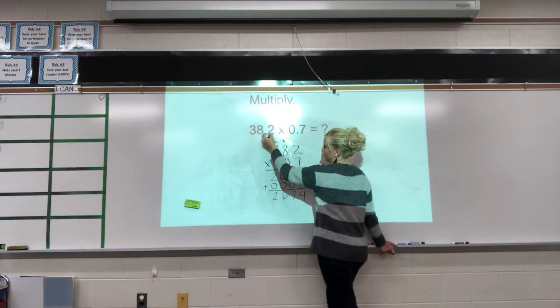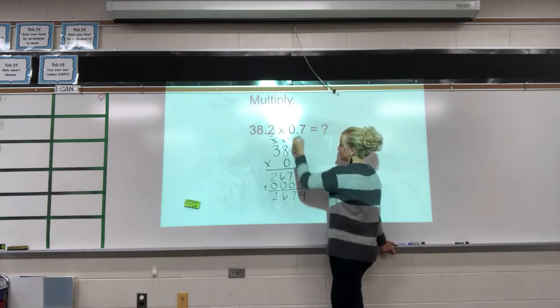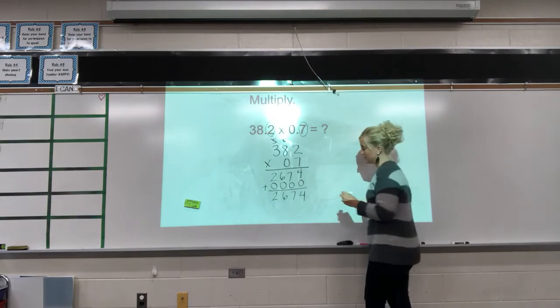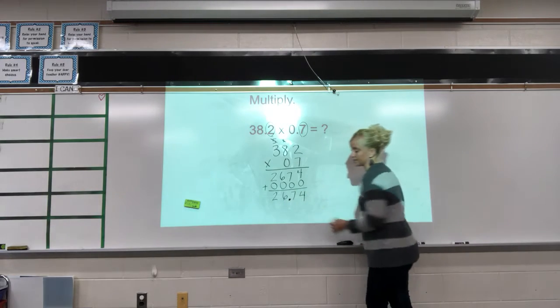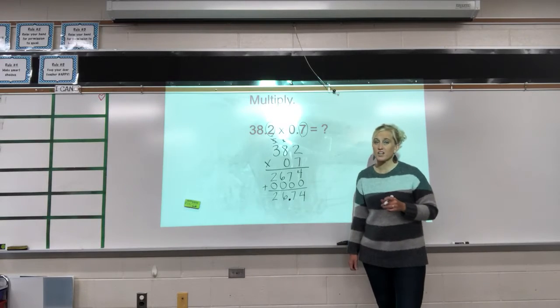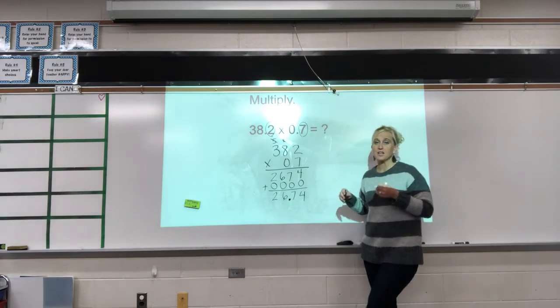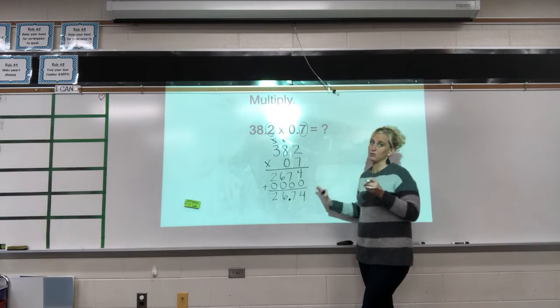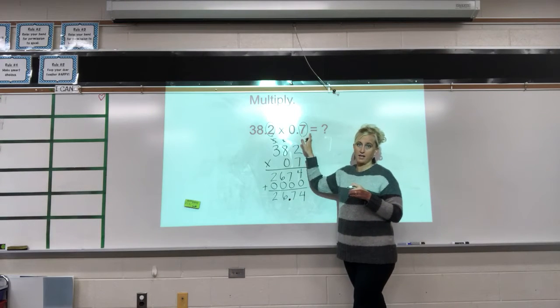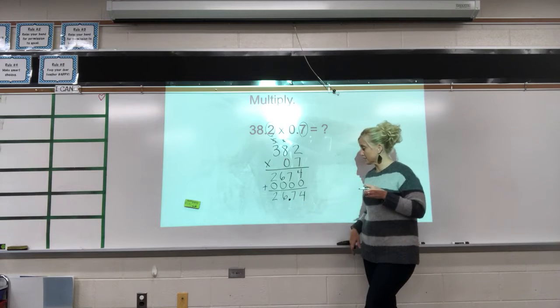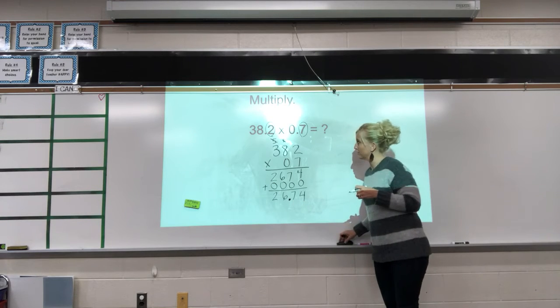I come up to my problem, and I have one number after the decimal, another number after the decimal, so I have two numbers after the decimal. The number one thing people forget to do is come back and put that decimal point in. So you gotta train your brain and say, okay, even when I'm done, I'm not really done. I have to add that decimal back in somewhere. Okay, so 26.74 is going to be our first answer.